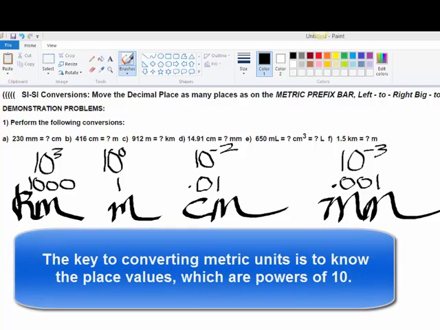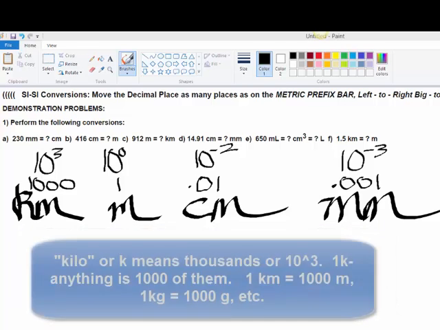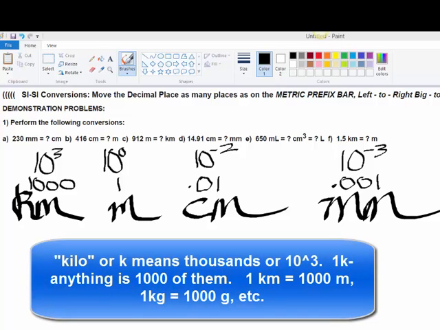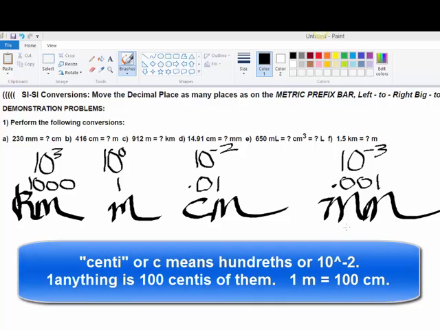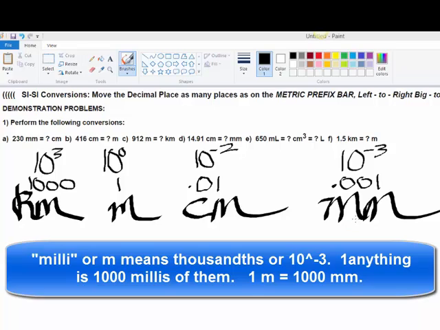If dealing with length, the SI, or metric base unit, is the meter. The basic part of the prefix bar for length is the kilometer, then the meter, centimeter, and millimeter. There are bigger and smaller units, but for the most part, that's what we will use.